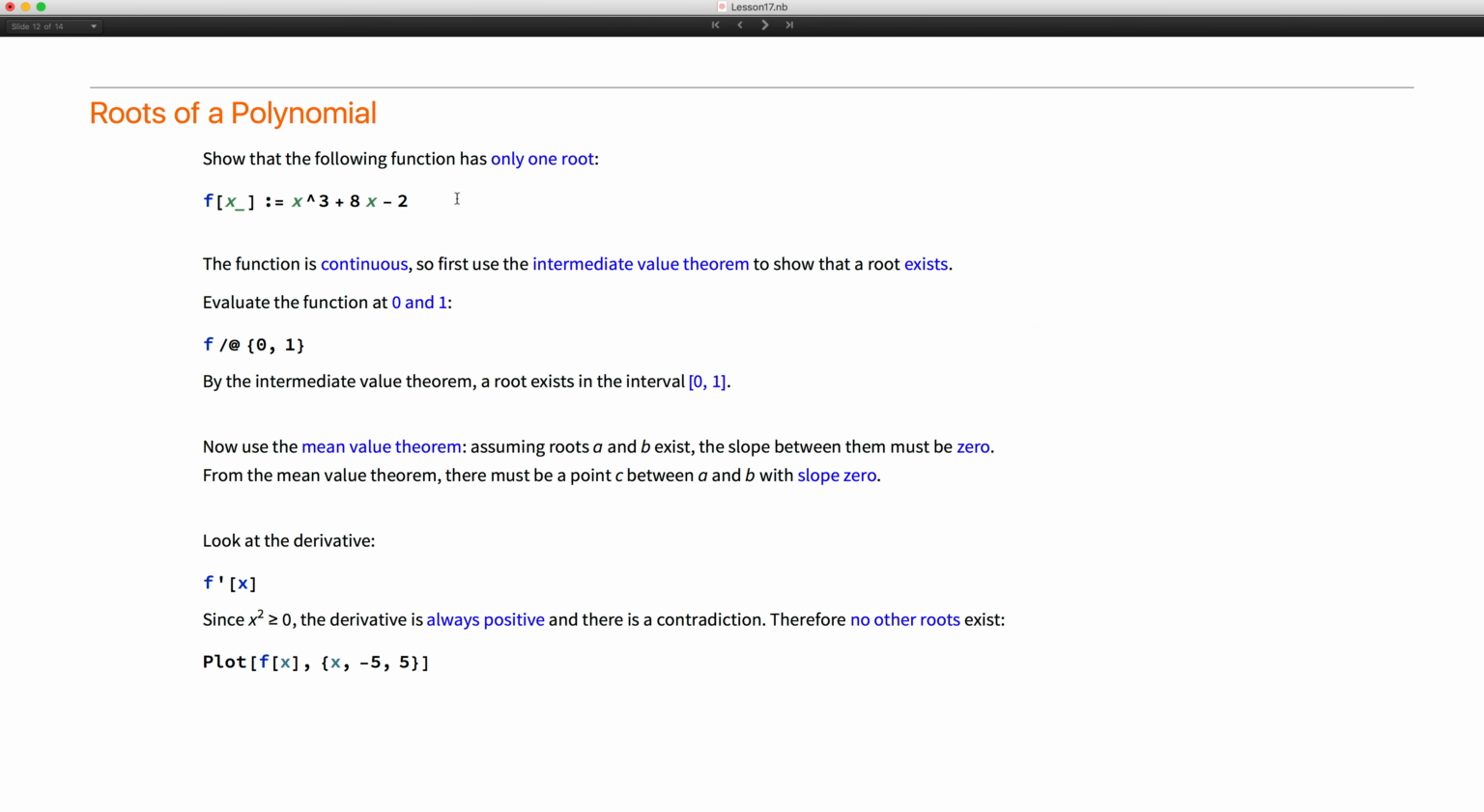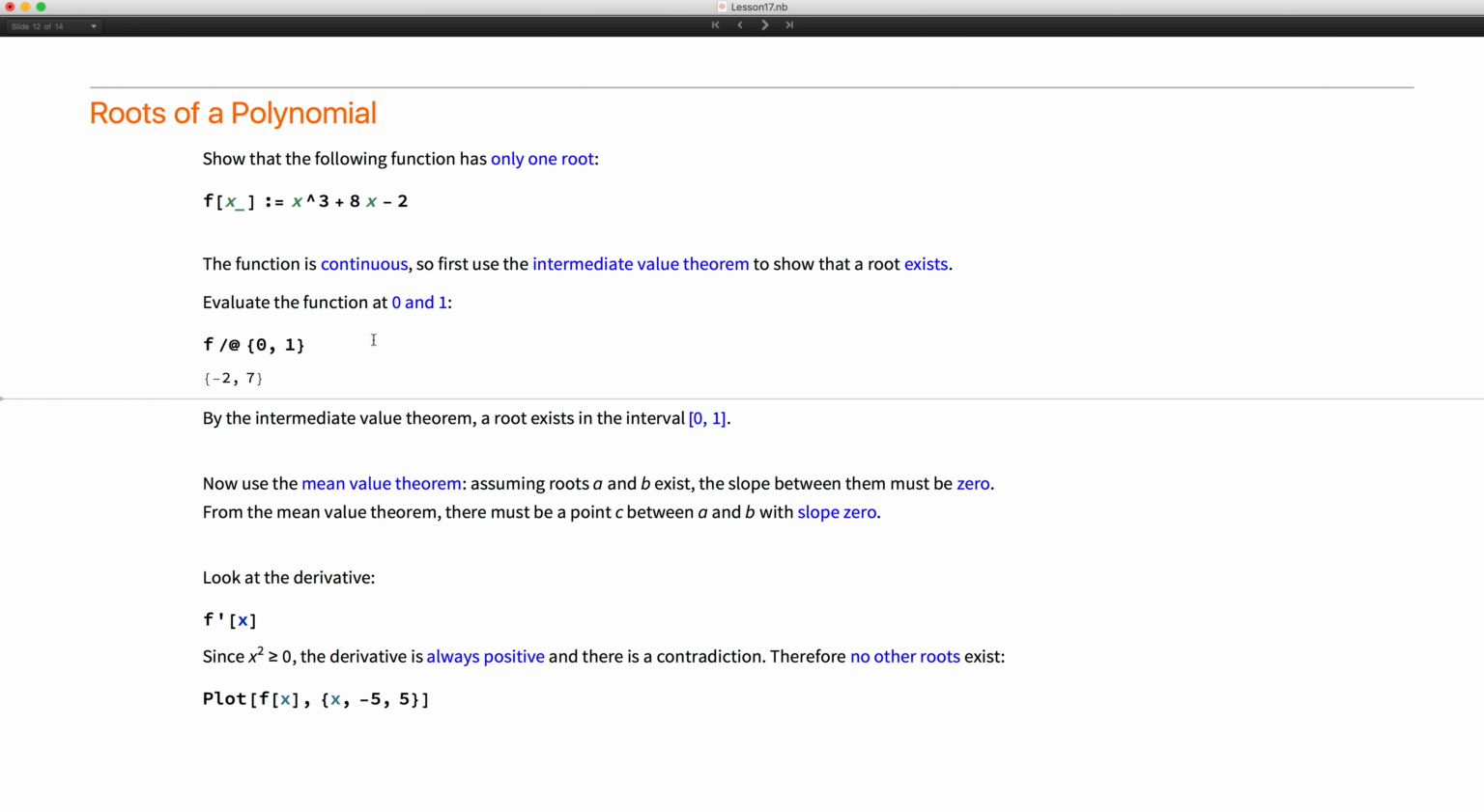Okay, as another example, let's try to show that this polynomial x cubed plus 8x minus 2 has exactly one root. Because the function is continuous, you can apply the intermediate value theorem to show that a root exists. The value of f at 0 is negative and the value at 1 is positive. So the function must take every value between those two values, and at some point it must become 0. So you certainly have a root in the interval 0 to 1.